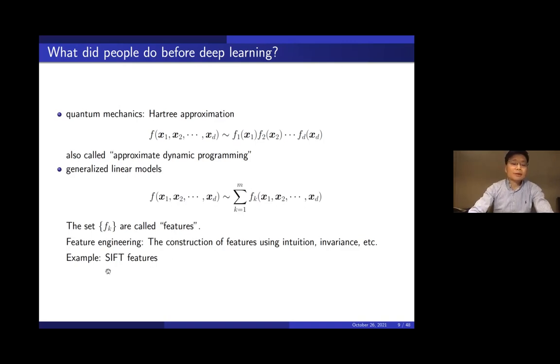For example, in computer vision, there's a very well-known set of features called SIFT, scale invariant features. Okay, so anyway, this is very much an engineering problem. So this is what people do. This is kind of a typical thing people do before deep learning.